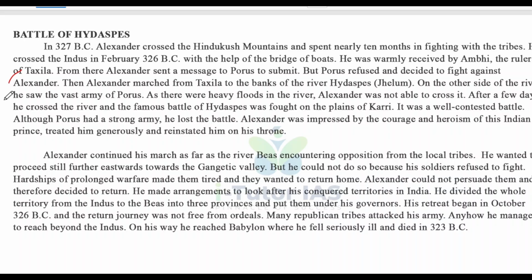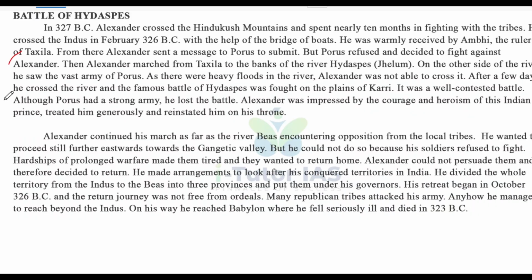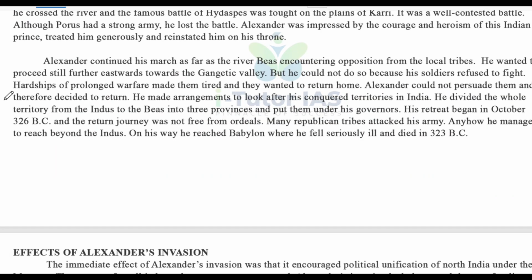After a few days, he crossed the river, and the famous Battle of Hydaspes was fought on the plain of Karri, and it was a well contested battle. Although Porus had a strong army, he lost the battle. Alexander was impressed by the courage and heroism of the Indian prince, treated him generously and reinstated him on his throne. Alexander continued his march as far as the river Beas.